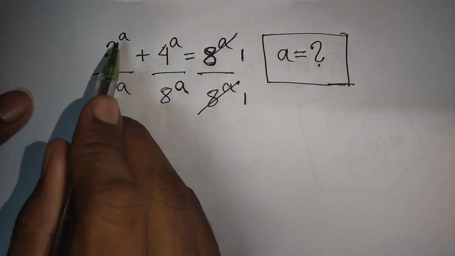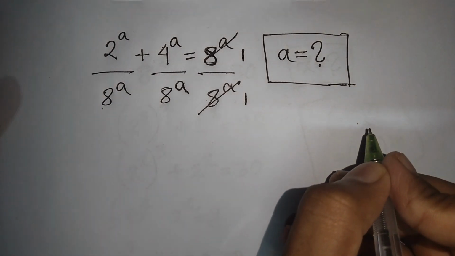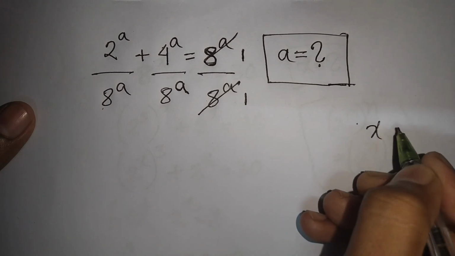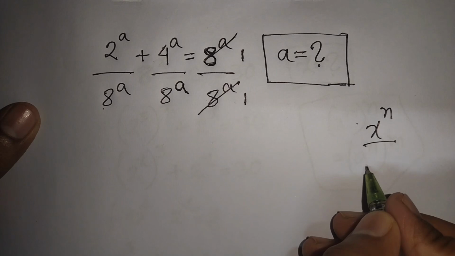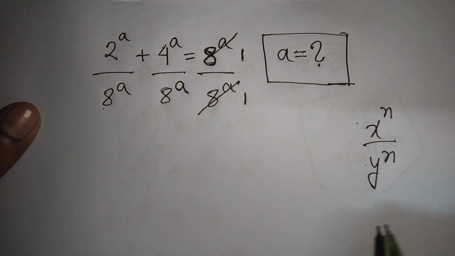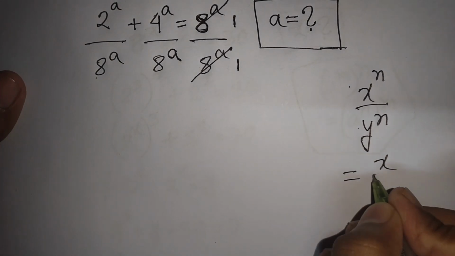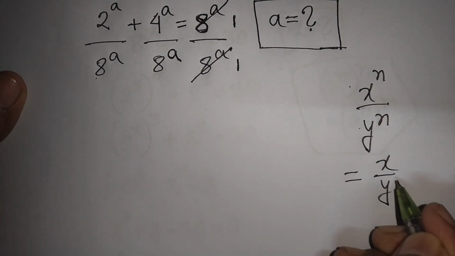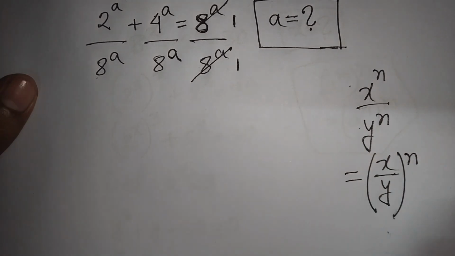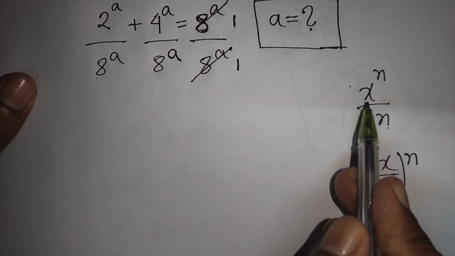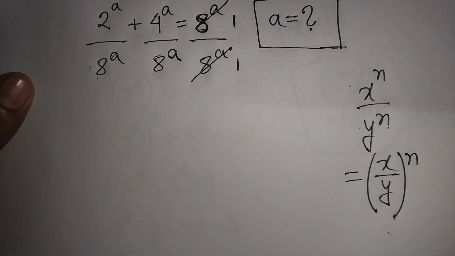Now from here we see the same power but different base. So remember this exponential rule: x power n over y power n is equal to x over y, then bracket common power n. That means the same power n but different base. Here a is the same power but different base.